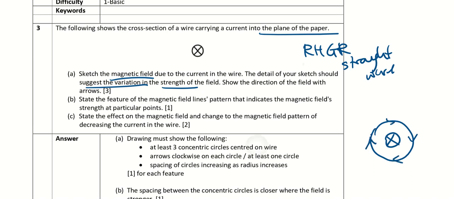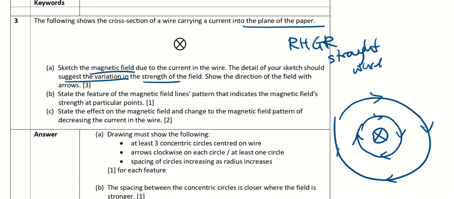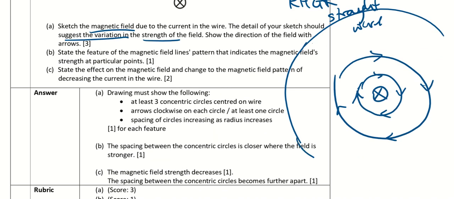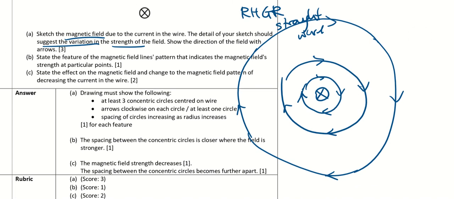Now they want us to show the variation of the strength. So the first one is pretty close. Second one will be further away but keeping the same direction, and for the last one, the gap between the second and the third must be larger. And the direction must be clockwise.